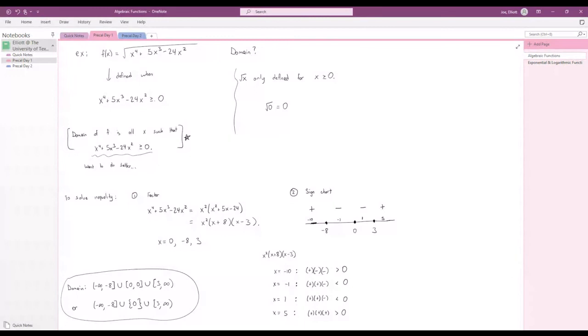Okay, yeah, so that would not work because from -8 to 0, the inside of the square root was negative. So that wouldn't be part of the domain, okay?